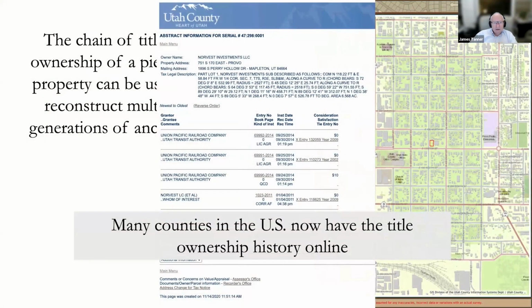So here, I have a problem here. The chain of title is the ownership of the property. That's what we had earlier. So this all is online now.